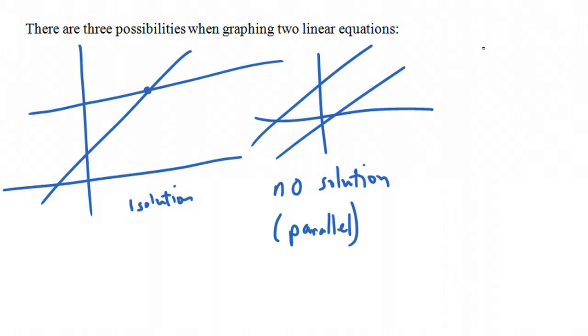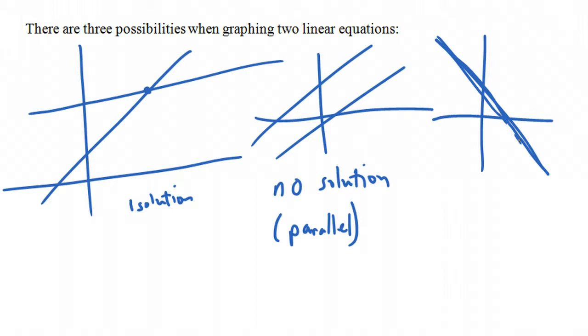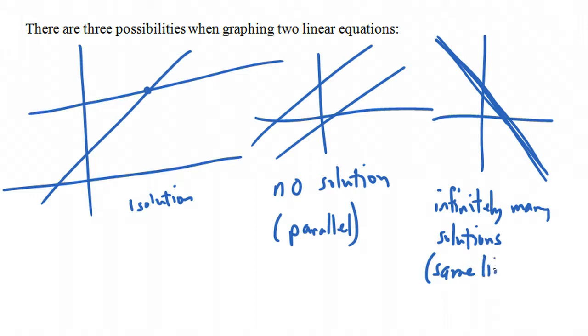And the final possibility is that when you graph the two lines, you could get the same line two different times. So this would be infinitely many solutions. This would be the same line. If you graph both equations and they gave you the same line, then any point on this line would be a solution to both equations. Now, to say there are infinitely many solutions does not mean that any old ordered pair would be a solution. For example, a point way up here that's not on that line would not be a solution, but any point that's on these lines here would be a solution.